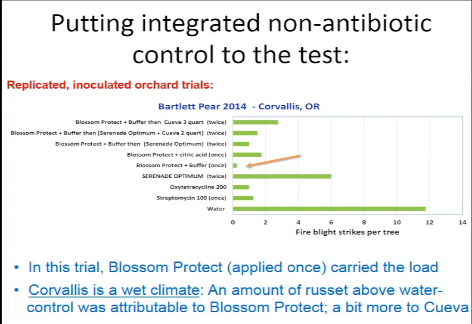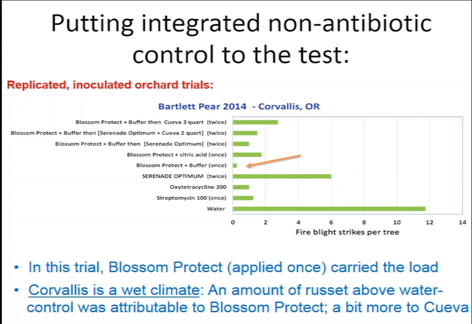I agree. So here, just a couple slides, trials we ran last year, sort of trying to put these ideas together. You can see that most of the treatments in this slide have Blossom Protect as the base, and then after Blossom Protect, we varied it in some way. So it could have been Blossom Protect, then Quava, 3 quarts, or Blossom Protect, then Serenade Optimum at its full rate plus Quava at 2 quarts, or Blossom Protect, then just Serenade Optimum, or just variations of Blossom Protect alone.